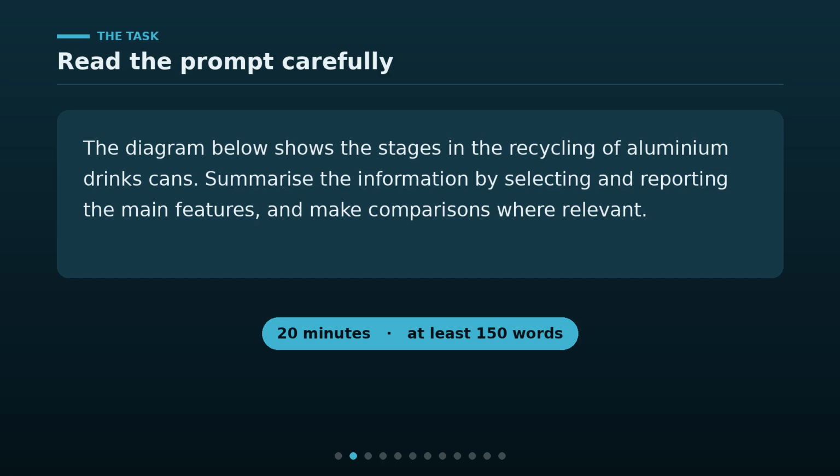The diagram below shows the stages in the recycling of aluminium drinks cans. Summarize the information by selecting and reporting the main features and make comparisons where relevant. You have about 20 minutes and must write at least 150 words.